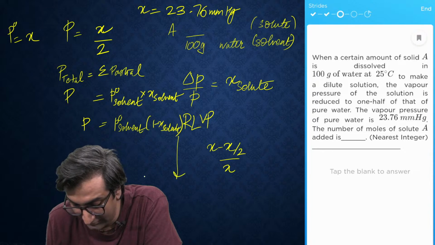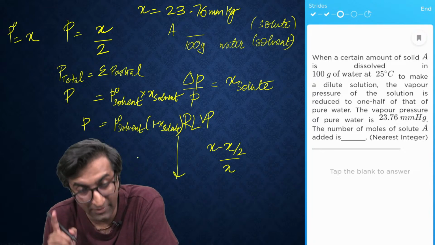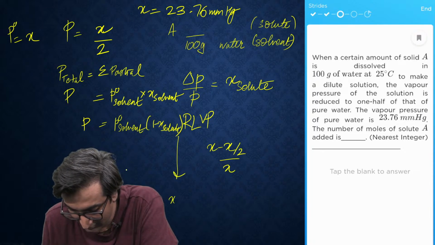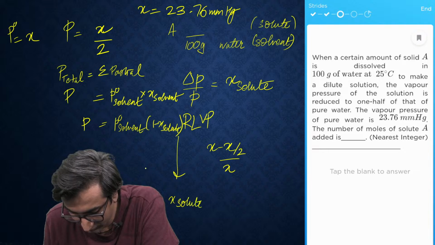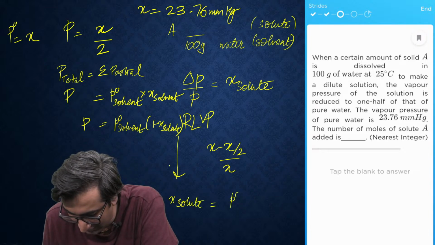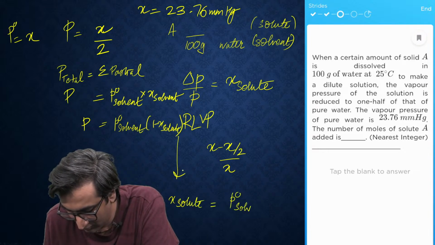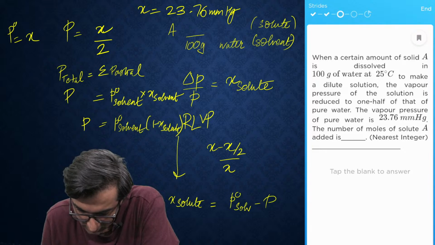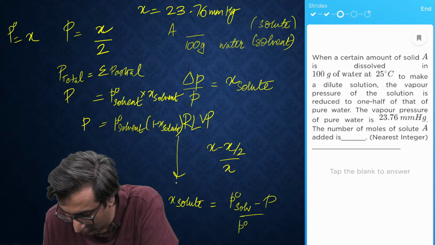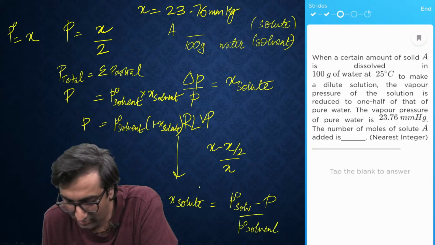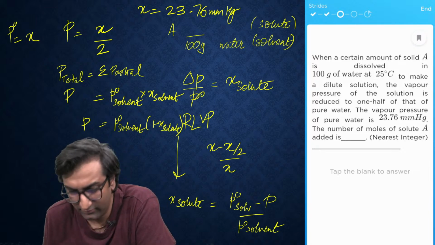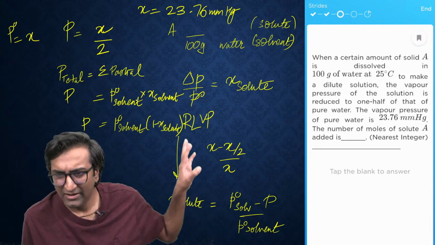From this you get X of solute is equal to P naught solvent minus P, divided by P naught solvent. Yes, fine, so this is P naught only. Okay, great. So you should have derived this quickly. It doesn't take too much time. Now why did I do this?